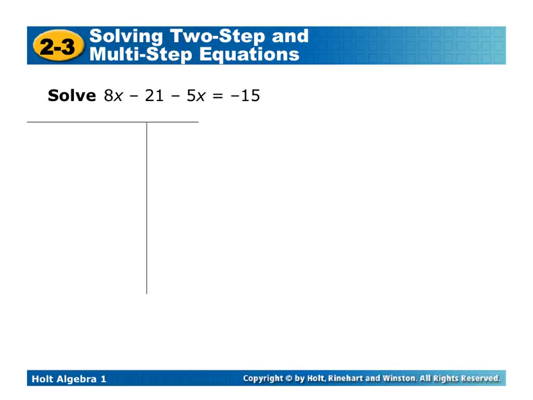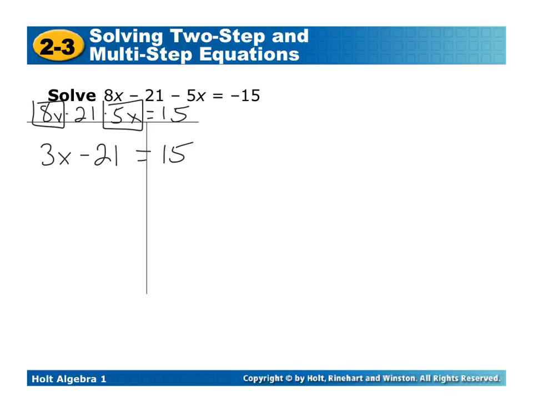We have 8x minus 21 minus 5x equals negative 15. So if I take my equation and write it, 8x minus 21 minus 5x equals negative 15. Okay, so we're going to look only at the left side of the equation, and I notice I have an x here, and I have x's here. Those are like terms, so I can combine them. So if I have 8x's and minus 5x, that's going to leave me 3x. I'm going to bring down that minus 21, and then equals negative 15.